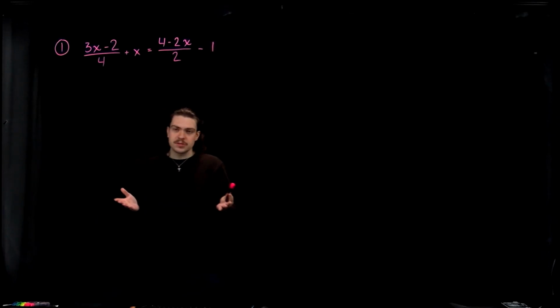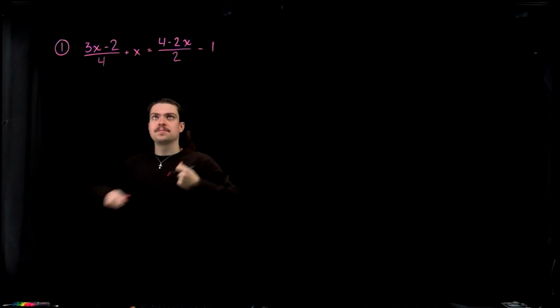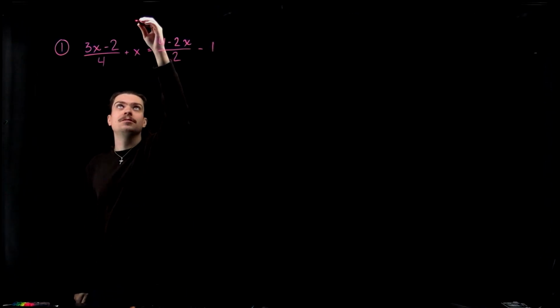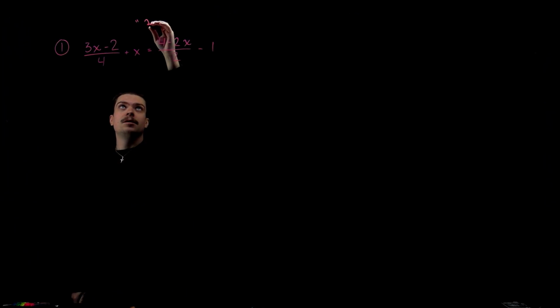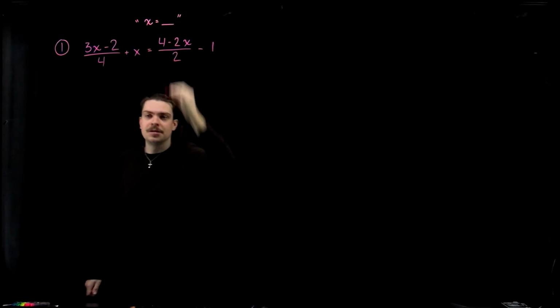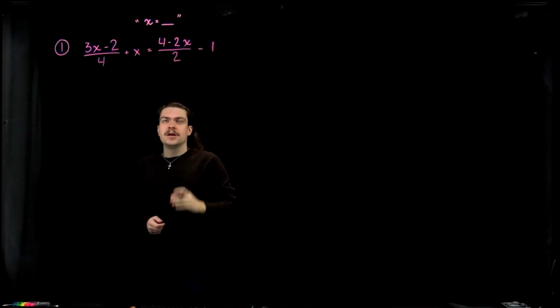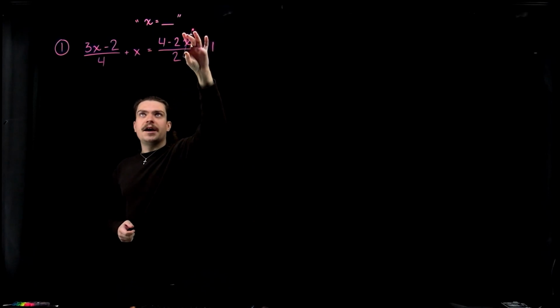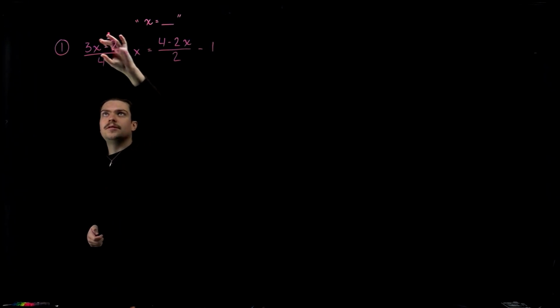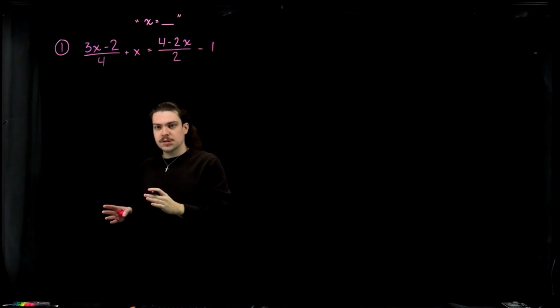So, looking at this problem, our goal is to isolate x. We want some expression that says x equals something. That's our goal. And to get there, what we need to do is take the x here, and the x here, and get all of those on one side of the equal sign.